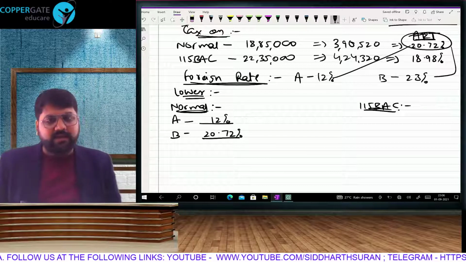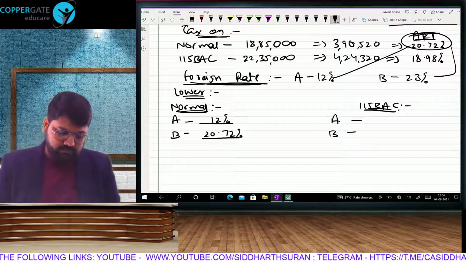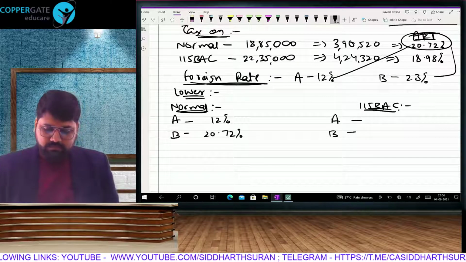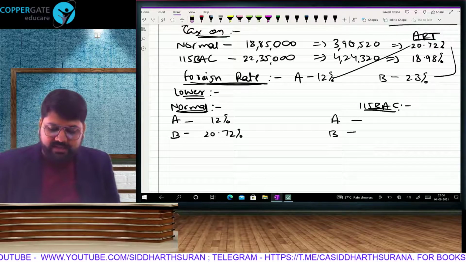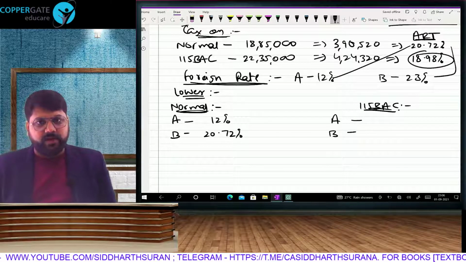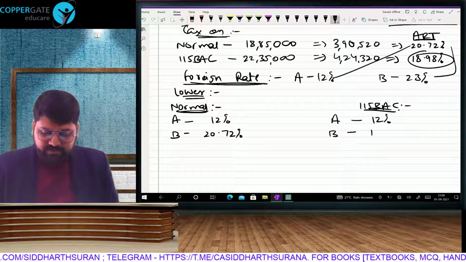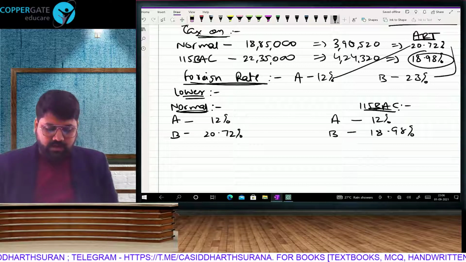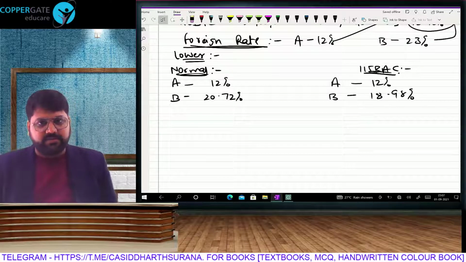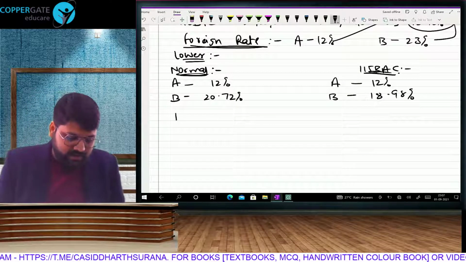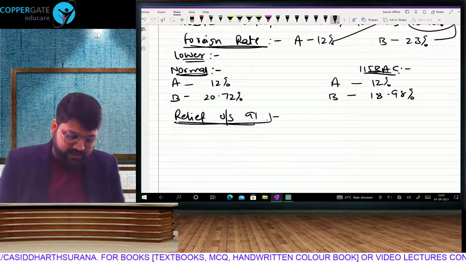Now if you are understanding what I am asking, then tell me both answers here also. First of all, now we are not checking this. Now we will check this. 18.98 compare with 12. What do you get? And 18.98 compare with 23. I think we have also identified the respective incomes on which we will get the respective rates at which we will get relief. Finally, the time has come to calculate our relief under section 91.